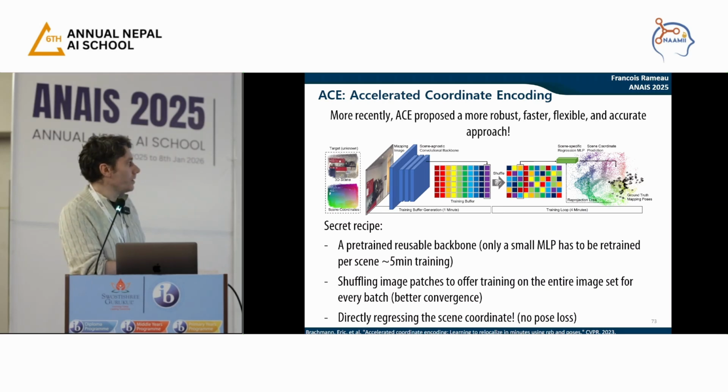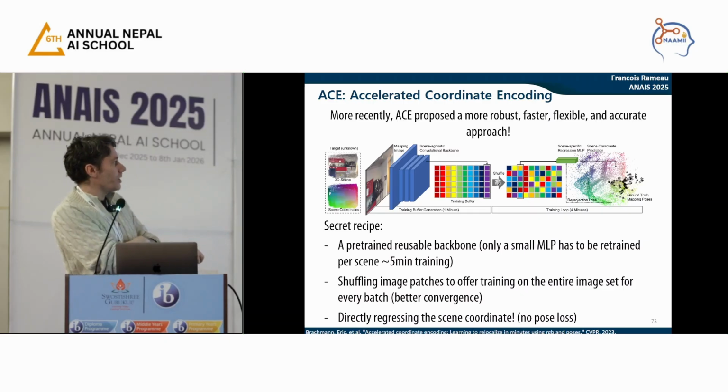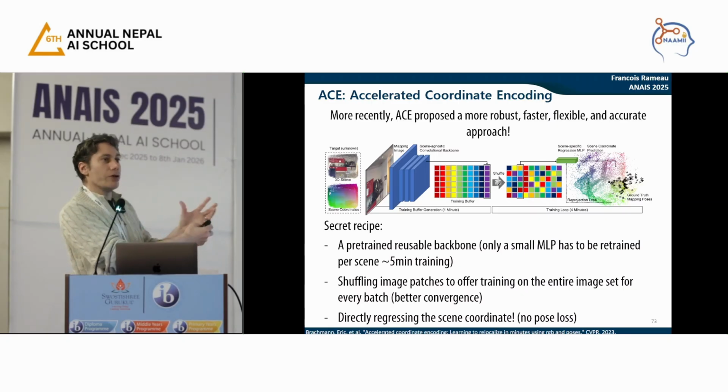Okay, and what they do, they shuffle those features. They will mix up all the images together, so all the patches. And for all the patches, they will try to predict their 3D position using simply a tiny MLP. And then they only basically guide their training through the reprojection error on the images.